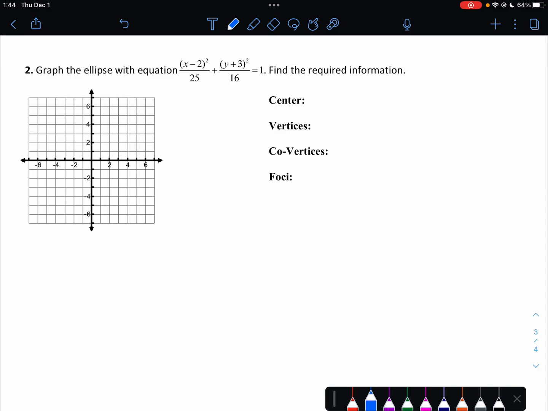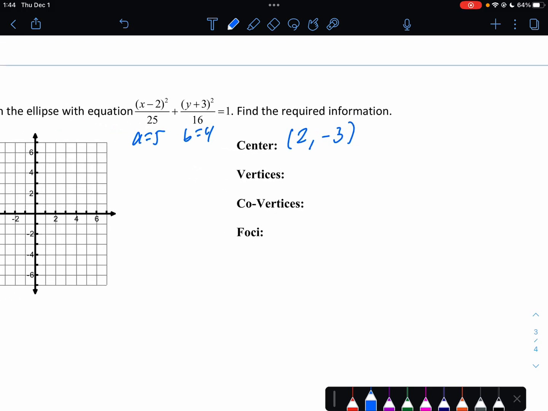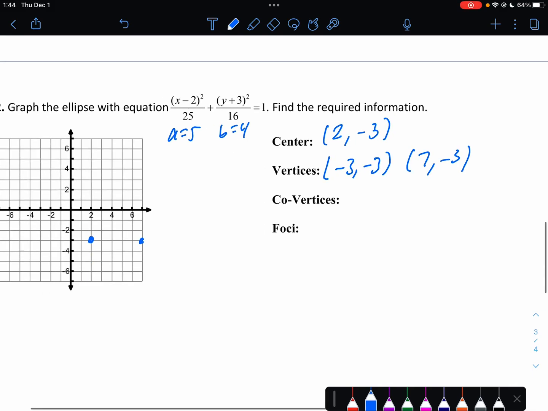Here's our first graph. I know it's going to be a horizontal ellipse because the bigger number is under x. It's already in standard form. It equals 1. So my center is going to be at 2, negative 3. Let's go ahead and plot that. The vertices, we're going to move 5 left and right from there. The covertices, we're going to move 2 up and down.